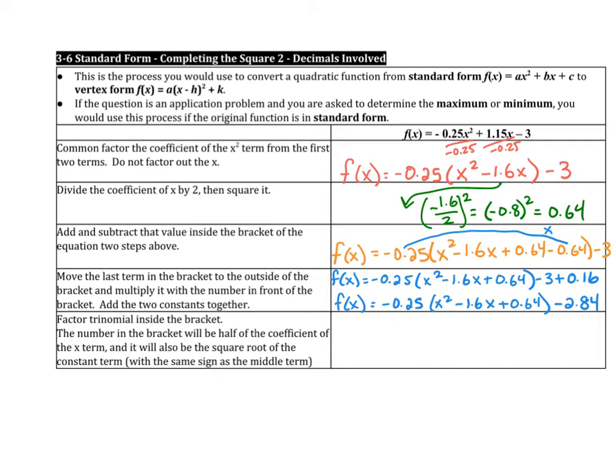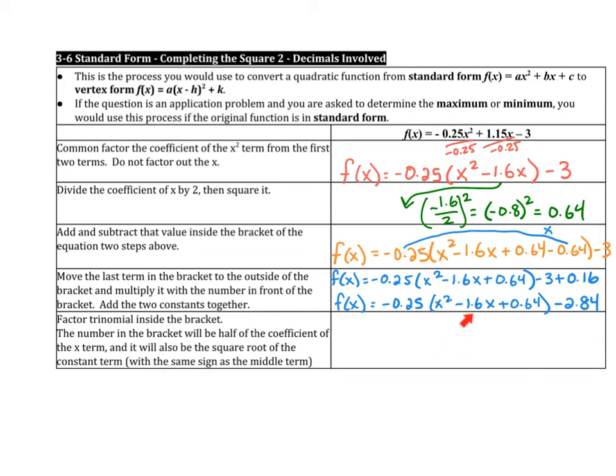Now, here becomes the only tricky part to it. Other than that, all of the steps have been exactly the same. You just have decimals instead of integers. So the last part is we have to factor the trinomial inside the bracket. This is a simple trinomial. Once again, if you've done all the steps correctly, the two numbers that you find that multiply to 0.64 and add to negative 1.6 will both be the same. So you'll be able to get this x minus h squared.